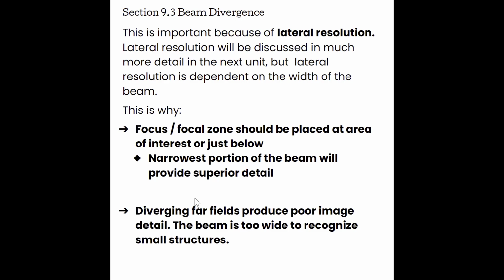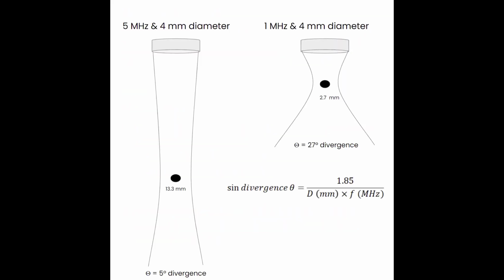And I told you we wouldn't be doing any math with that formula. I did all the math for you. I just want to show you some examples, plugging in some numbers and looking at some diagrams. So now I've got two transducers. They are both 4 millimeters in diameter. We're going to look at the frequency change first. So we have a 5 megahertz transducer and a 1 megahertz transducer.